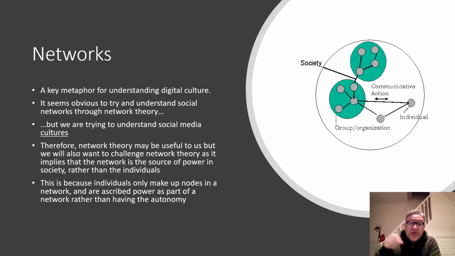So network theory is going to be useful to us, but we're also going to want to challenge it, as it implies that the network is the source of power in society rather than the individuals. And really my focus in this module, by giving you the assignment that I have, is to try and get you to realize that the individual is the important unit in the social network rather than the network itself.